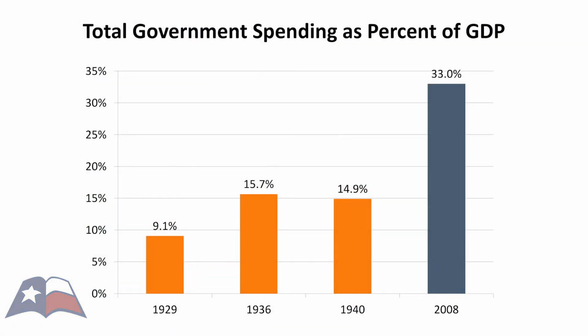So this is, if you want to pay a little bit of close attention to this, total government spending. That is federal, state, local, special tax districts, all put together. In 1929, the eve of the Great Depression, about 9% of GDP, the whole country's wealth or income in any given year, is spent by governments at all levels. In 1936, it goes up a bit.